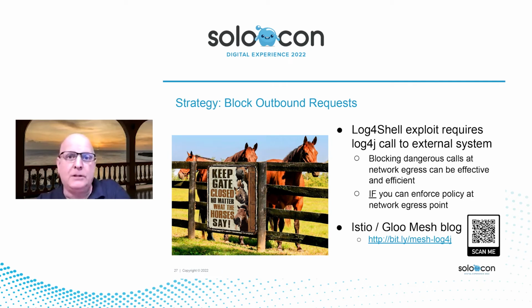It's more common to be able to apply policy at the ingress point, especially with technologies like API gateways. But there are emerging techniques for establishing policy like this. One of them is through service mesh technologies like Istio, especially when combined with a management plane like Gloo Mesh. Istio makes it really easy to assume a zero trust security posture when it comes to network egress. And that makes it a great vehicle for blocking outbound malicious requests.